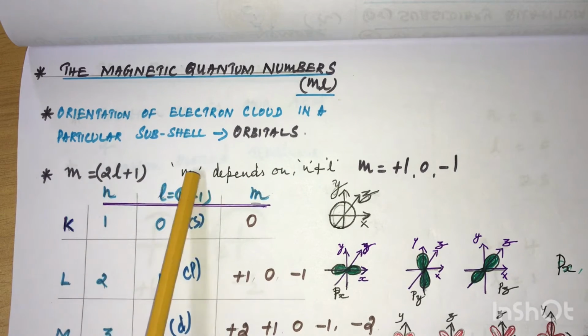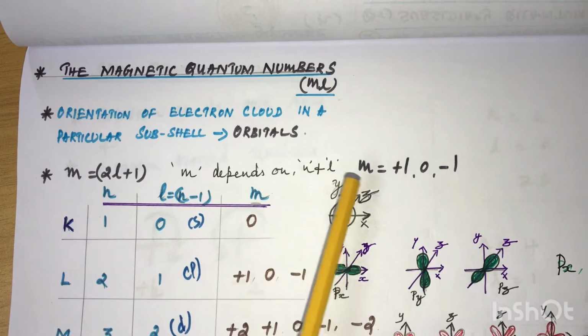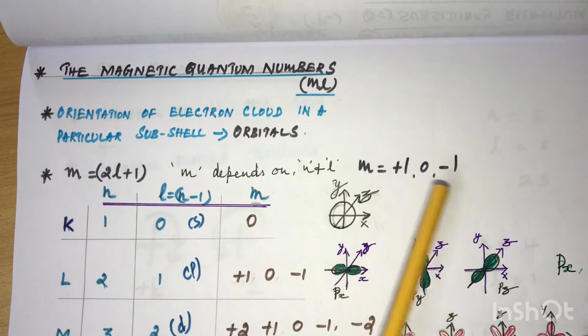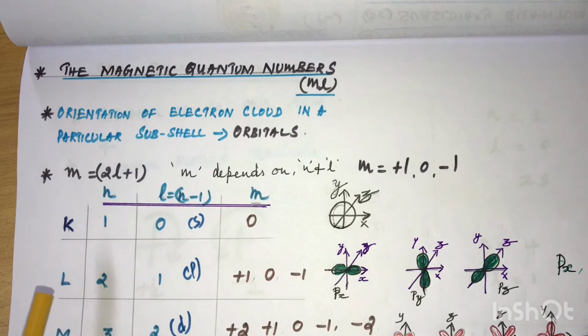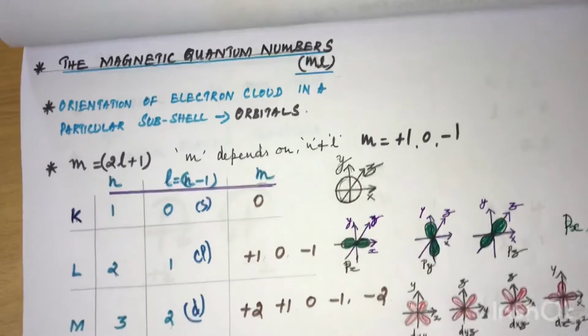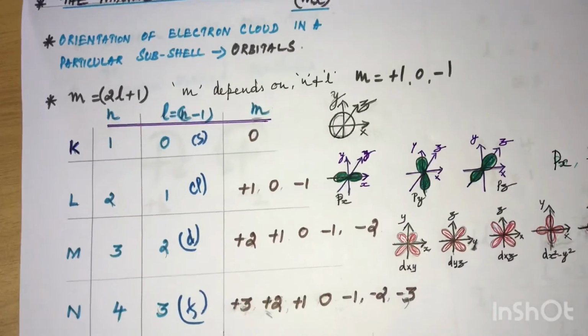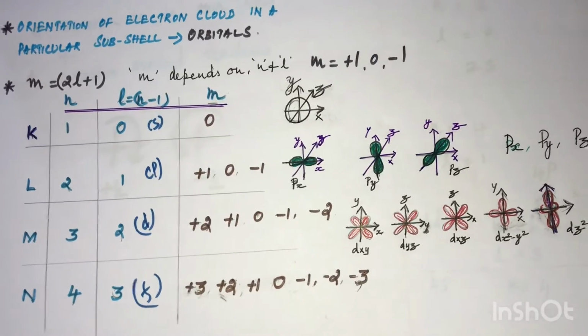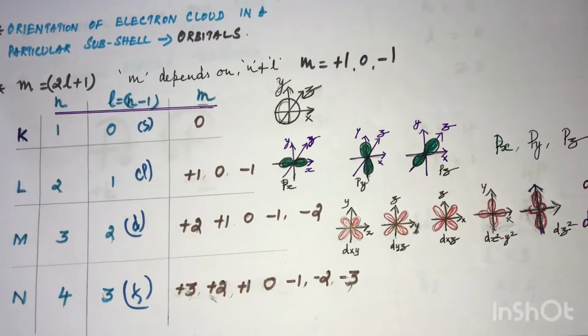So thereby m depends upon n and l. So the m is plus l, 0, minus l. Next we are going to see how to calculate the m value from n and l, and how the m depends upon n and l.